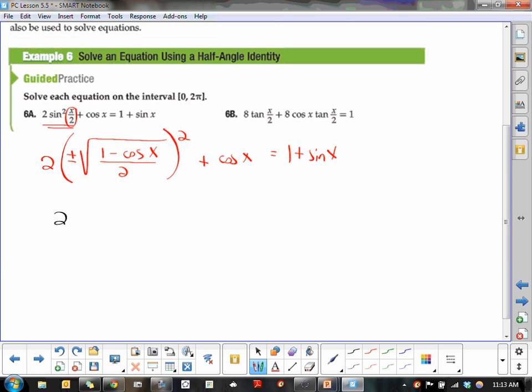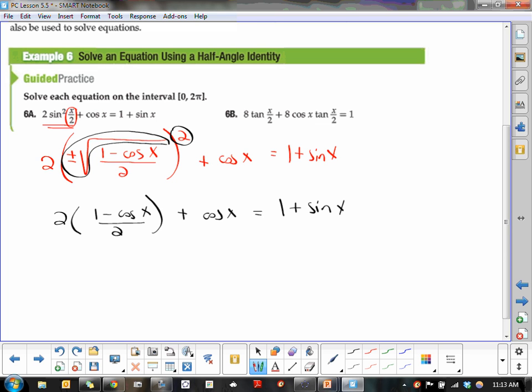So it's going to be 2 times. Now what happens when we square the square root? So it's going to be 1 minus the cosine of x over 2 plus the cosine of x equals 1 plus sine of x. So what we're saying is when we square, it will undo the square root. And because squaring takes it, whether it's a positive or negative, it makes it positive. So it's 2 times this value here. But what do the 2's do? They cancel and they reduce. So it's 2 divided by 2.